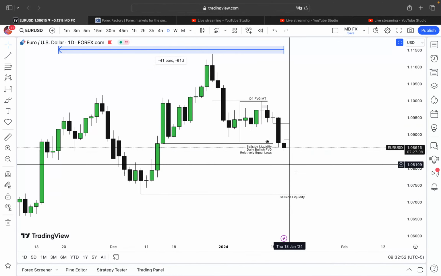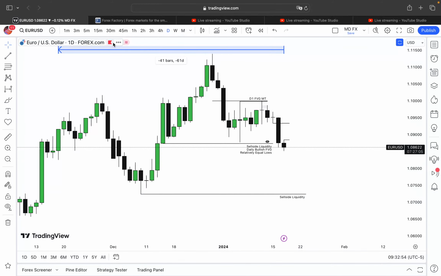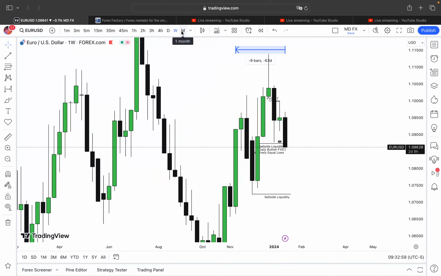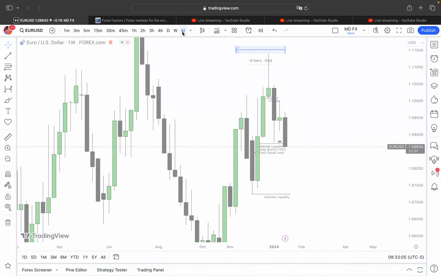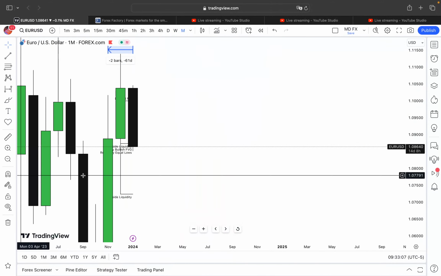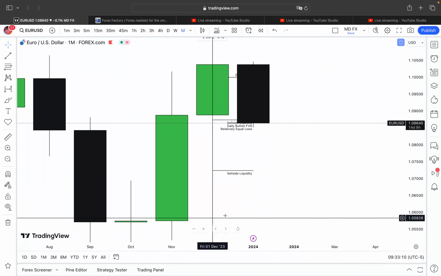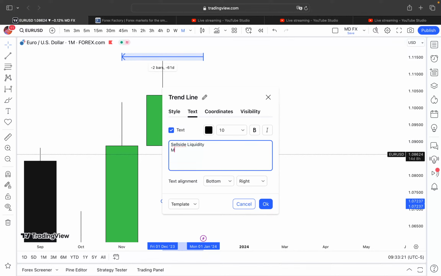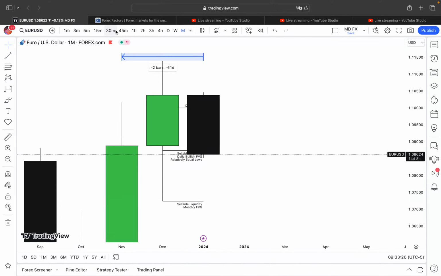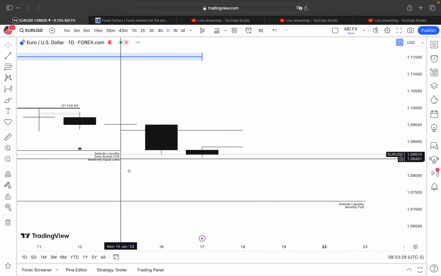Now as I said, what's this sell side liquidity on a weekly and on a monthly time frame? On weekly, it is still just a low, right? But on monthly, it is the monthly fair value gap, meaning our drawn liquidity for this month or the next 2 months is still going to be this fair value gap right here. So we're going to target sell side liquidity, the monthly fair value gap, and that's basically it. So that's the drawn liquidity.